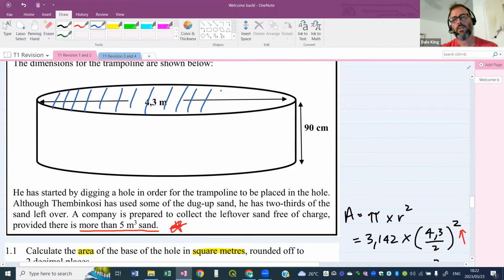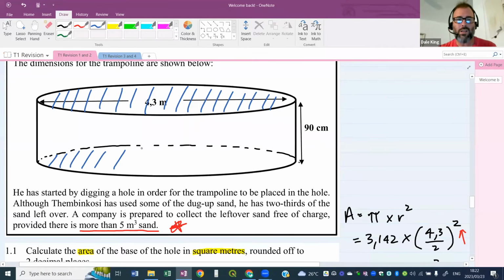There's the area. All right. When they say base, that area can be on the top or the bottom of the shape. Okay. So there's actually, I'll try and draw it. There's another circle at the bottom here. Okay. So that area, that circle area, could be at the bottom as well.